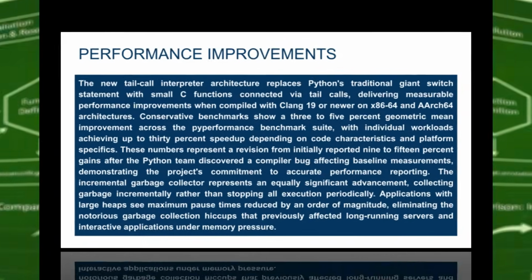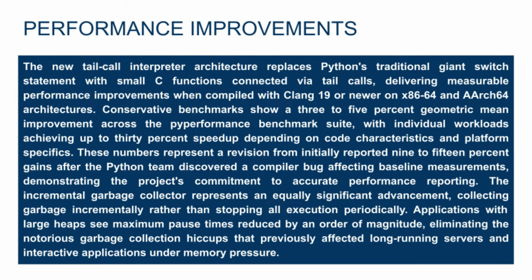Let's talk speed. Python 3.14 introduces a new interpreter architecture that uses tail calls between small C functions instead of one giant switch statement. When you build Python with Clang 19 or newer on x86-64 or ARM64 architectures, you can enable this new interpreter and the results are impressive.